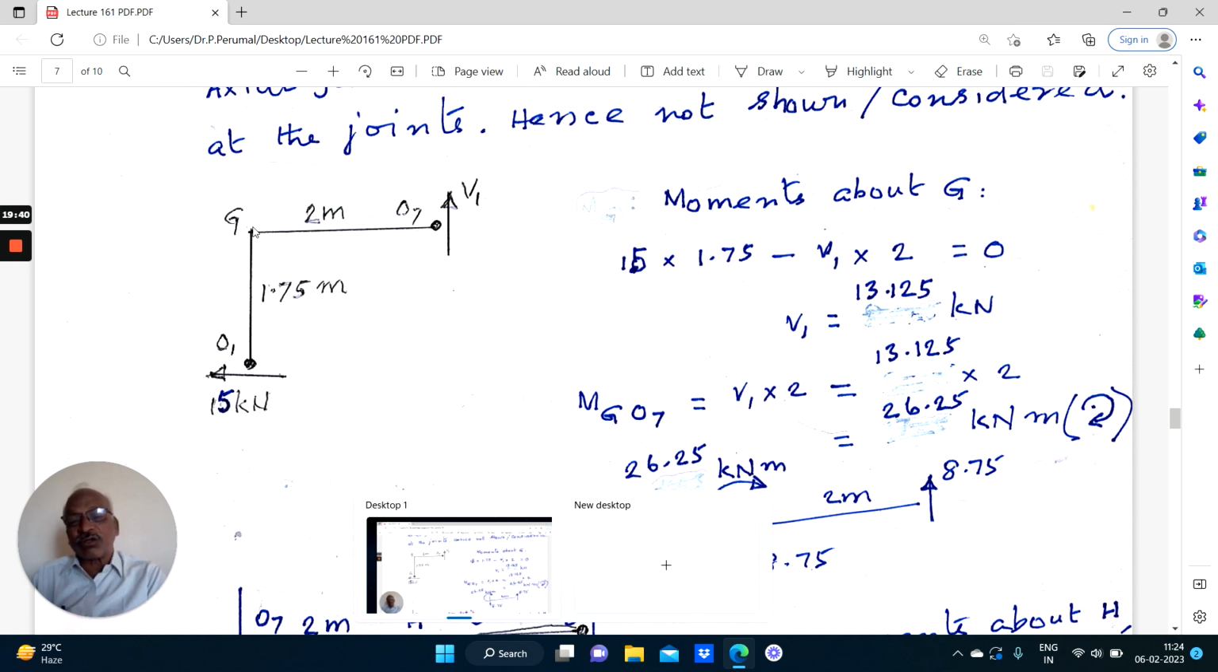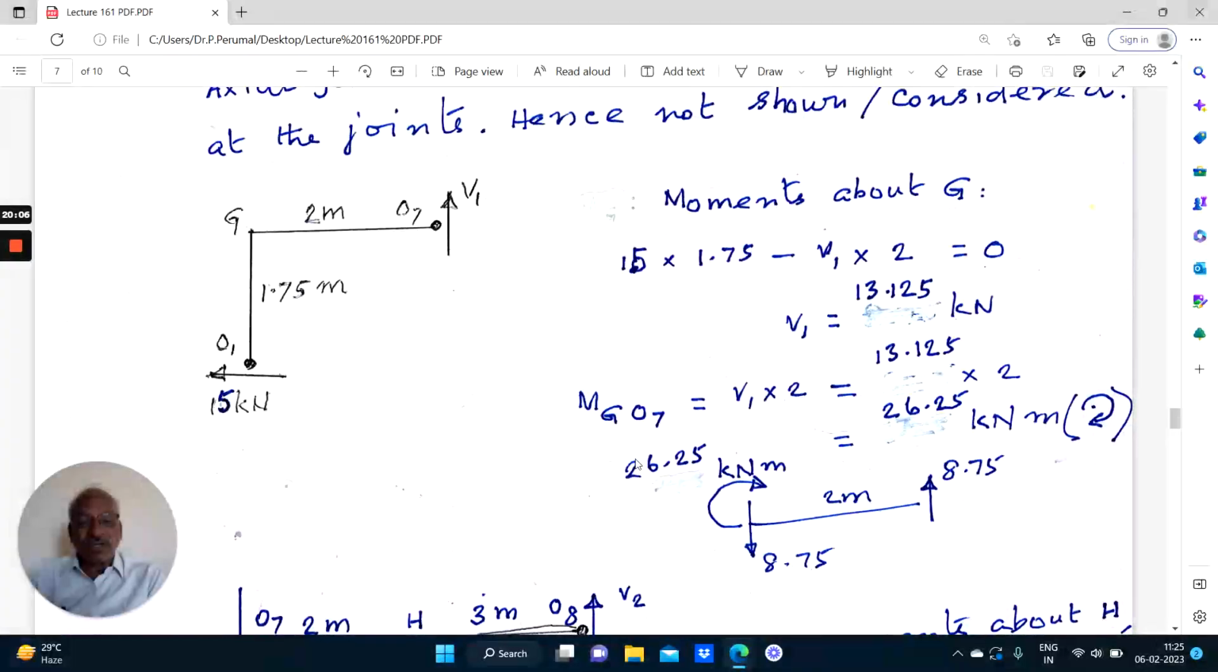Right. Coming to this element, suppose you consider the element GO7, V1 is 13.125. So for equilibrium, there will be another force here, downwards 13.125. This V1 upwards and this V1 downwards will cause an anti-clockwise moment. Therefore, for equilibrium at the point G, the moment will have to be clockwise. So the value MGO7 is 26.25 in the clockwise direction. So that is one value, that is what we have already taken. If this is 26.25 on the left, this is 26.25 towards right.